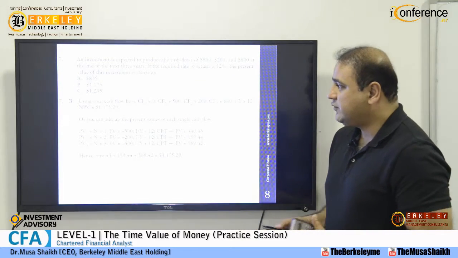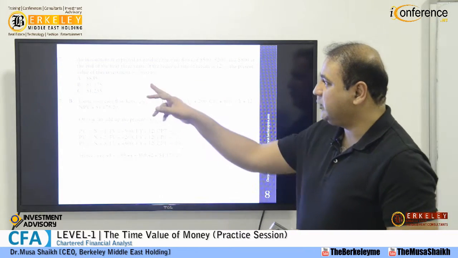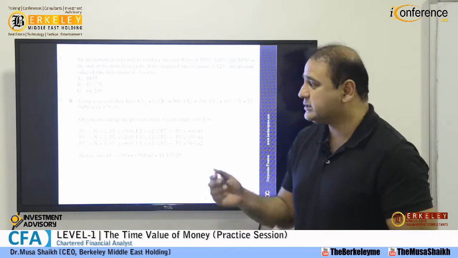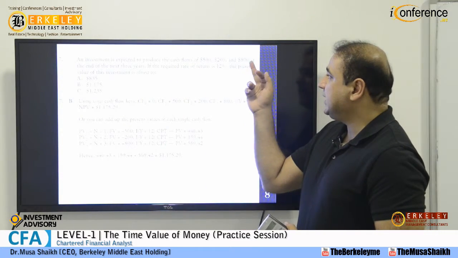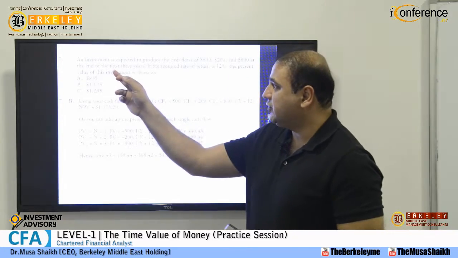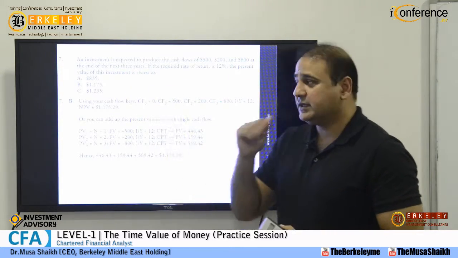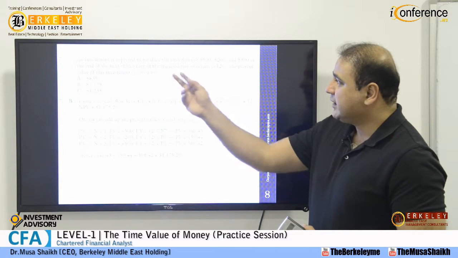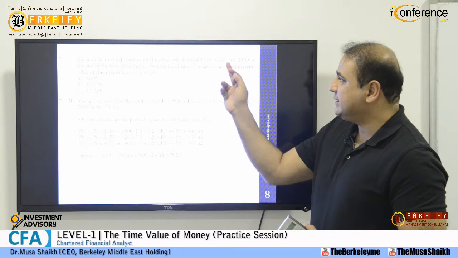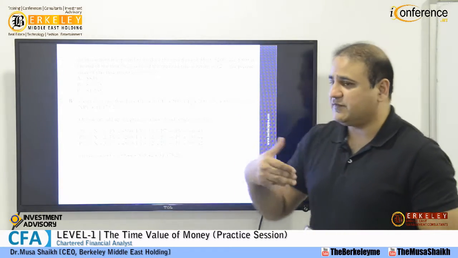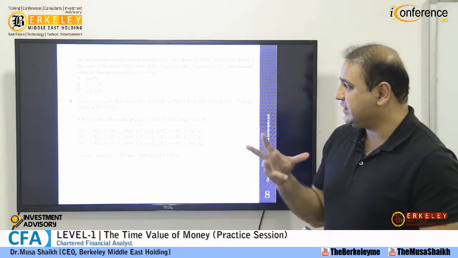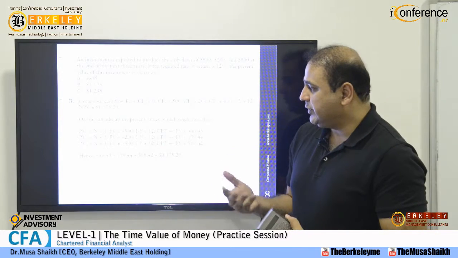Okay, so let's move forward. We have another question. An investment is expected to produce the cash flow of $500, $200, and $800 at the end of the next 3 years. So pretty much simple. We have these values, and if the required rate, that is I/Y, the present value of investment. So the first thing we have to put in, there could be 2 options.